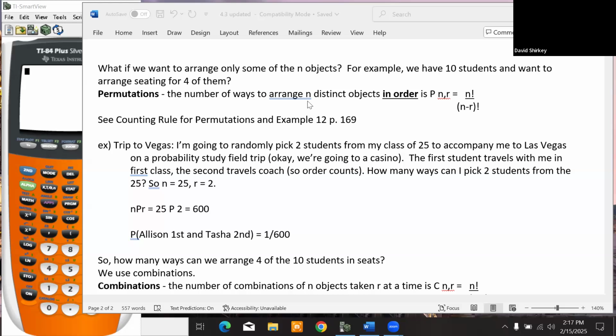The number of ways to arrange n distinct objects in order is, on your calculator, going to be nPr, but in the textbook, it's P(n,r), the permutations of n items r at a time. The definition of that is n factorial divided by (n minus r) factorial. See the counting rule for permutations, and then example 12 on page 169.